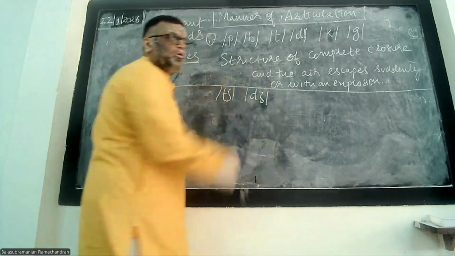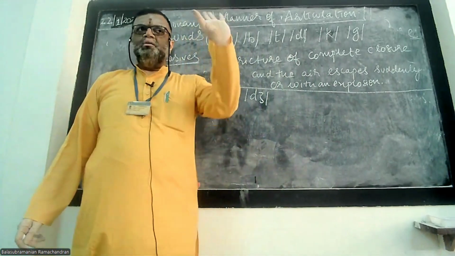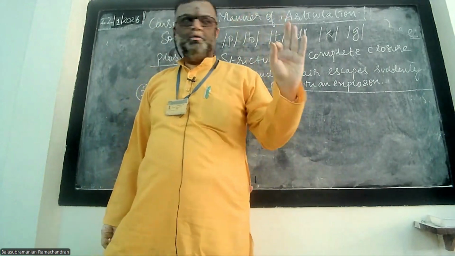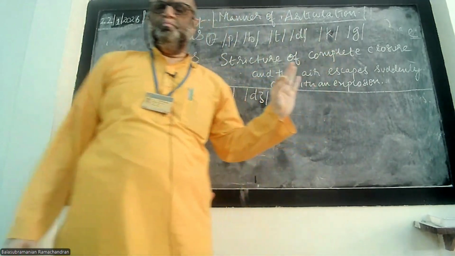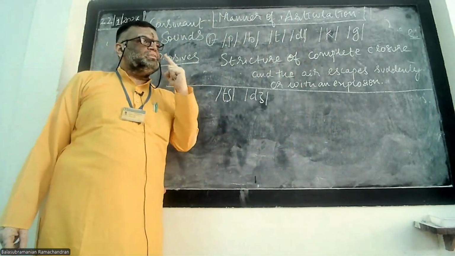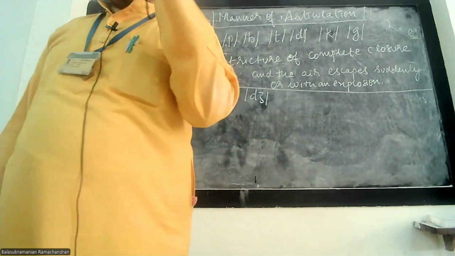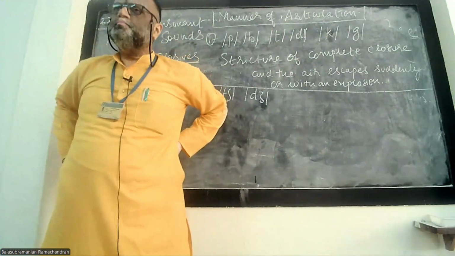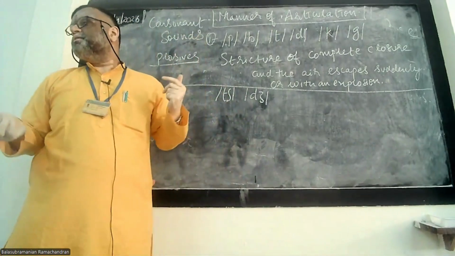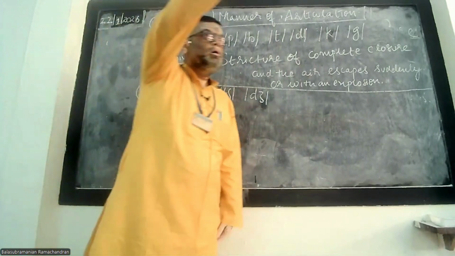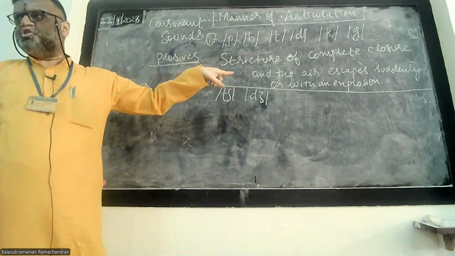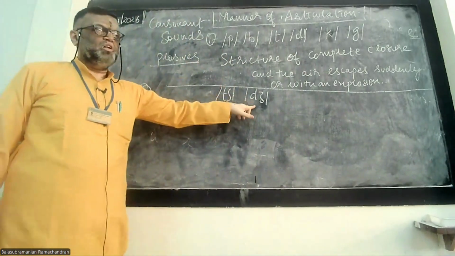How are these sounds pronounced? Just observe: cha, cha, cha. If you observe, the tongue comes and touches the roof of the mouth. Which part of the roof of the mouth? Cha and ja, what place of articulation? Yes, someone said alveolar. Okay, they touch the alveolar ridge. The tongue comes and touches the alveolar ridge.